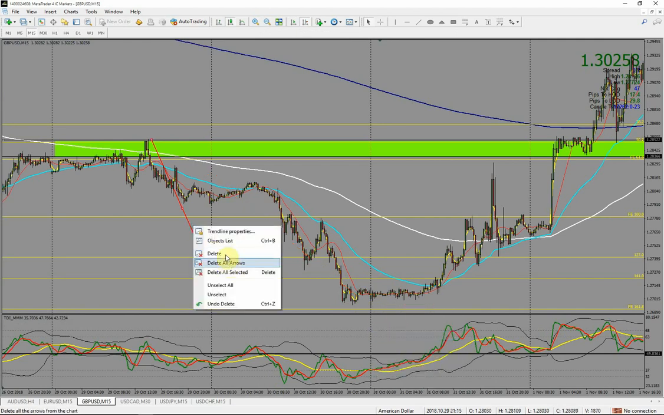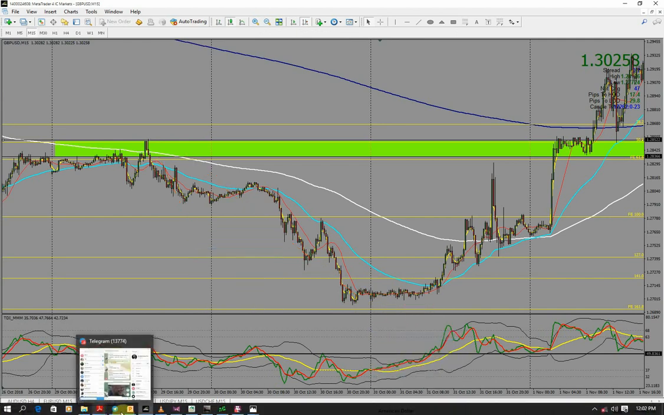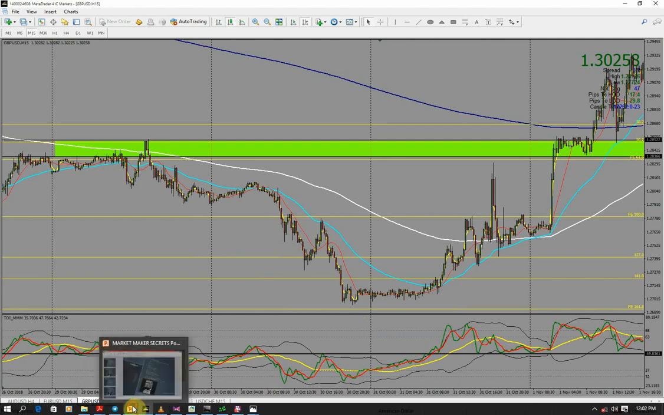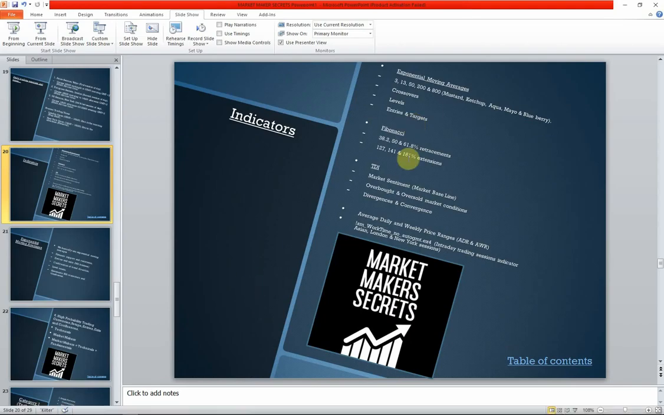I have some work here. Okay, let me just pause that for a second. So for TDI, we're going to look at three major things: the market sentiment, which is the market baseline; the overbought and oversold conditions, for which we use the price line and the signal line, the green and the red lines; and also we're going to look for divergences. So without wasting time, let's get into it.